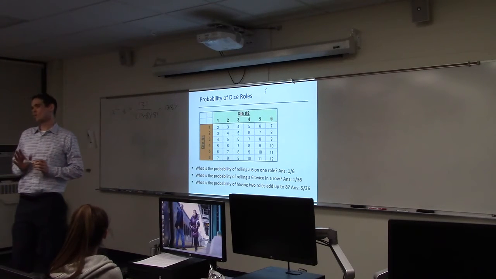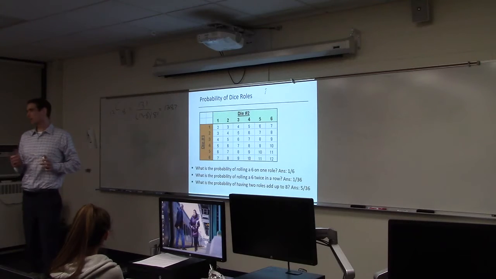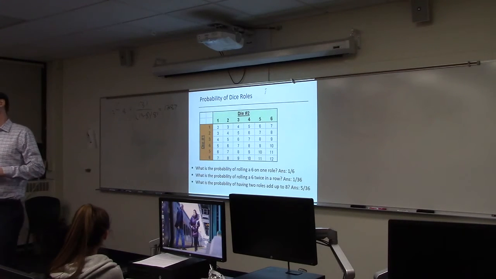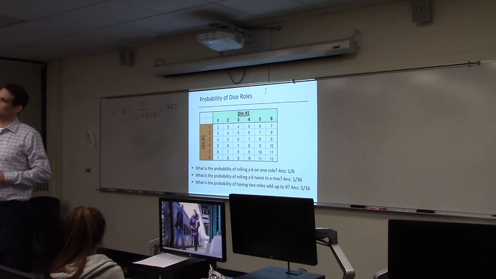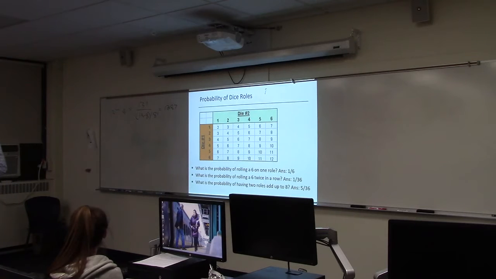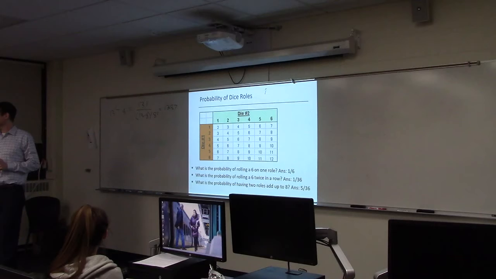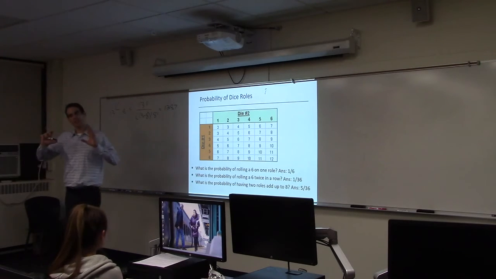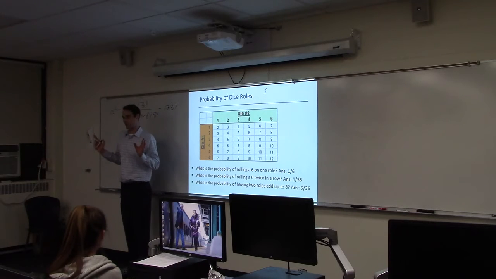12 sides. 12 is not the right answer. Yes, the correct answer is 36. All right, 36, because there's 36 possible things that could happen.